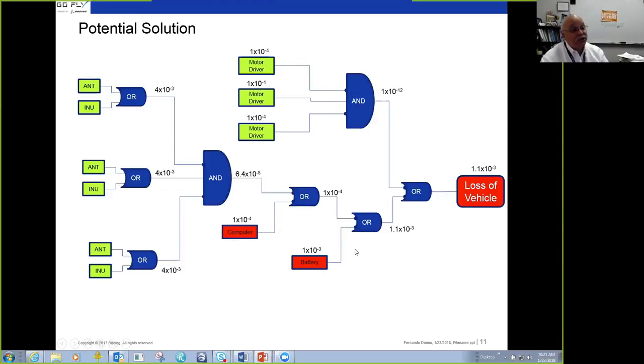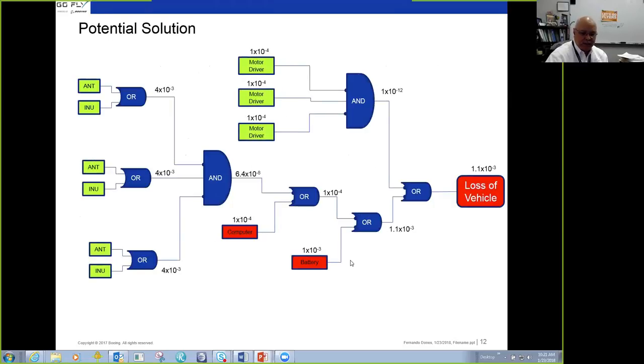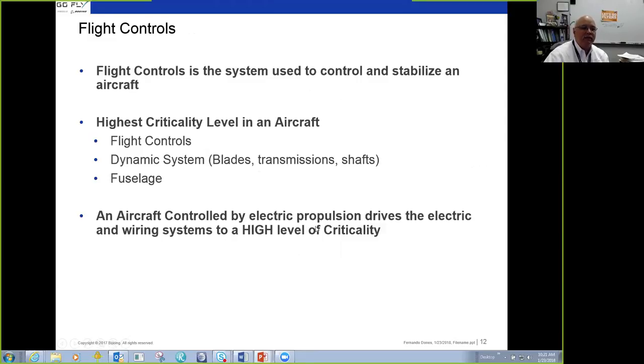So this is a very quick analysis that you can do on things that are going to lose your vehicle. Flight controls, the system used to stabilize and control the airplane. If one of the systems has the highest level of criticality, and like I mentioned before, dynamic systems and the fuselage. And be aware that if you look at totally all electric technology, like I mentioned before, the electric system, including the wiring, actually rises to the highest level of criticality, which in a regular fossil fuel type airplane, it does not. So you have to be aware of the technology that you're using, how you're architecting it, and where you have to duplicate and or over engineer, if you will, such that those failures don't occur.